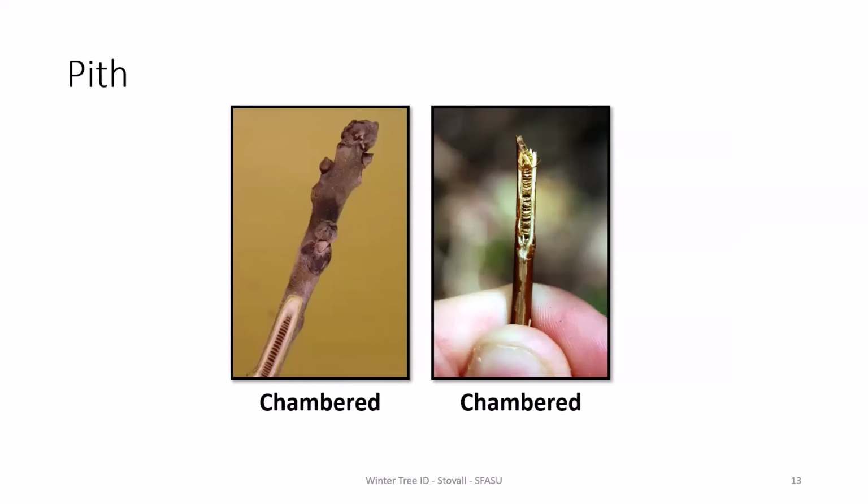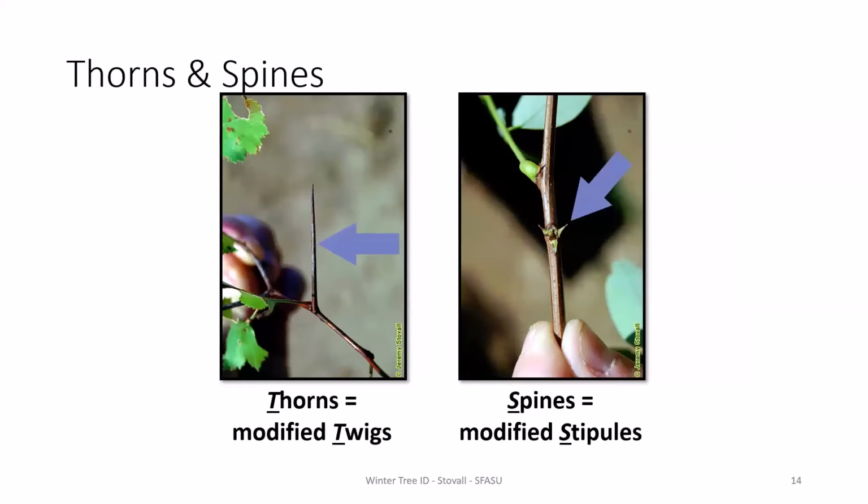Sometimes you can confirm what you see by whittling into the middle of a twig. Here's a black walnut on the left with a chambered pith. You can see those chocolate-colored open chambers. So that's a good ID feature, but you're not doing that to every twig. You kind of have to have an inkling of what you're looking at.